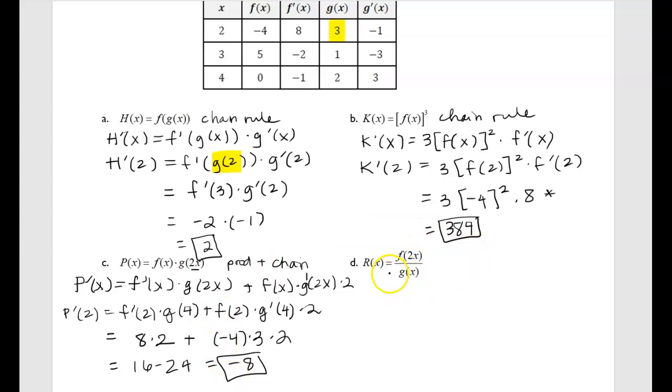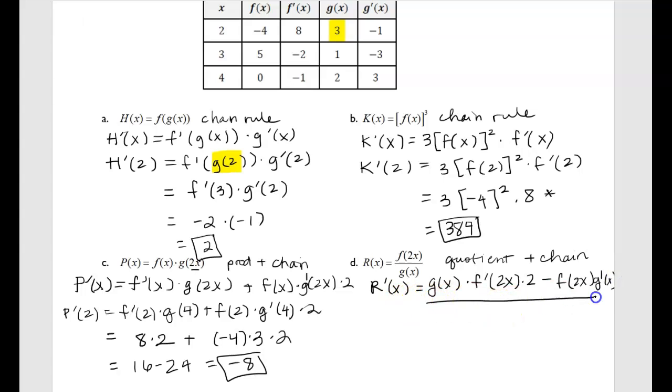Okay, part D, we have r of x equals f of 2x over g of x. I see this as a quotient, so I will definitely have to use quotient rule. But I also noticed that f has a 2x inside of it, so I'm going to have to use chain rule like I did in the last problem. So for my derivative, I've got my low, d high. The derivative is f prime of 2x times 2, minus high, f of 2x, d low, that's just g prime of x, all over my low, which is just g of x squared. Notice that's g of x, not g prime.